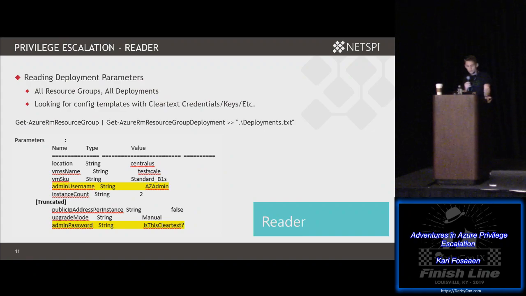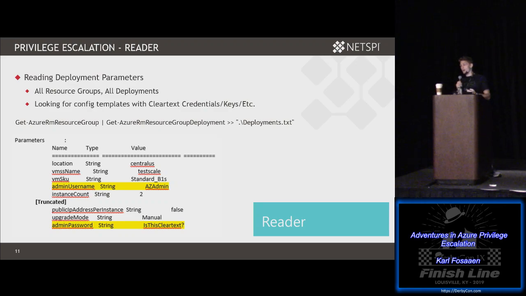All right, so if there's one really important thing that I want everybody to take out of this and potentially try with their own subscriptions, it's that the deployment parameters that are used to deploy resources in Azure can frequently be misconfigured to store clear text credentials. So when we have reader rights into a subscription, what we do is list out all of the resource groups, which is really how you group different resources to manage billing, manage access, all of that. List out all of the resource groups that are available to you, pipe those into Get-AzResourceGroupDeployment, and just output that to a text file.